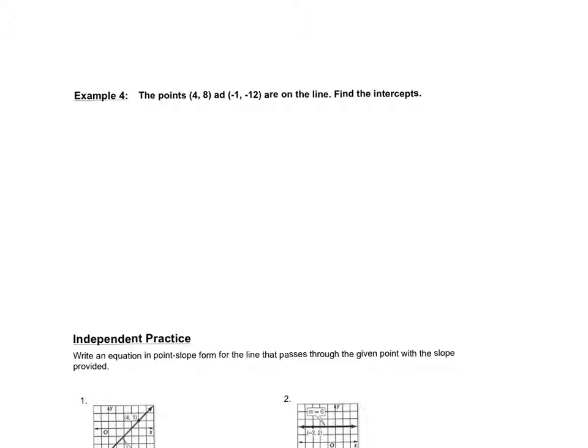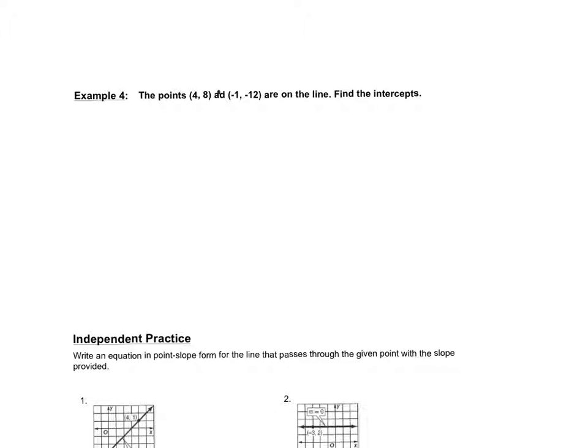Okay, so the next question says that you're given 2 points, 4, 8, and negative 1, negative 12. They're on the same line, and you want to find the intercepts.